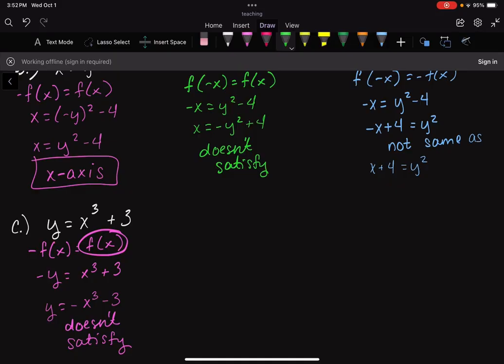Let's try for the even function. So if I plug in a negative x, is it the same as if I did a positive x? Well, negative x cubed is the same as negative x and then cubed. So no, it does not satisfy this property. I don't get the original back.